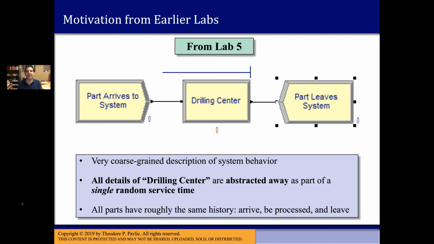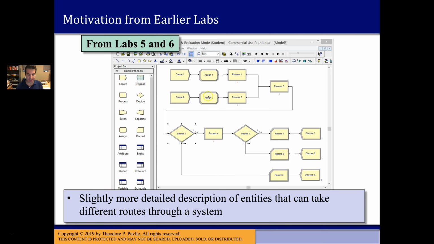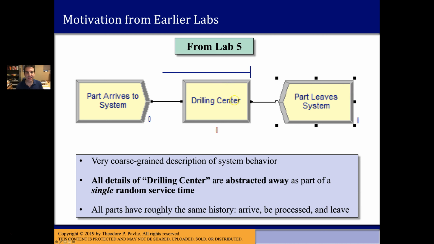So basically, if we go back to Lab 5 and we think about it, we built up an M/M/1 single channel queue. So parts arrived to a system, they went through this drilling center, which we just modeled with a single service time distribution. Entities arrived, and if the drilling center was available, and there was just one unit available, they went in and waited for a certain amount of time corresponding to the modeled service that comes out of the drilling center, and then they were disposed.